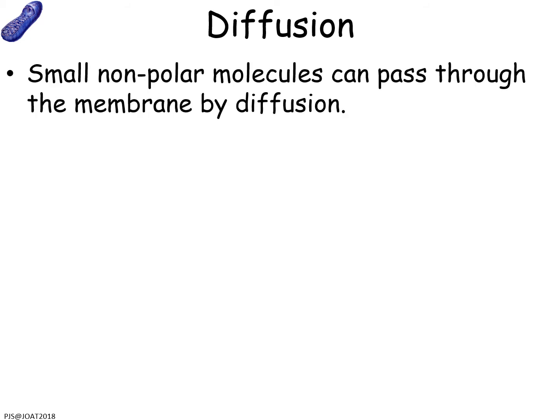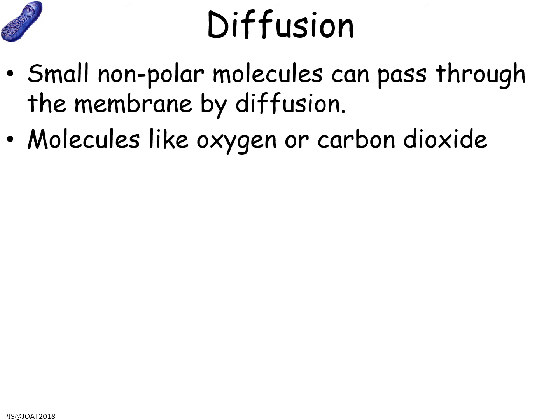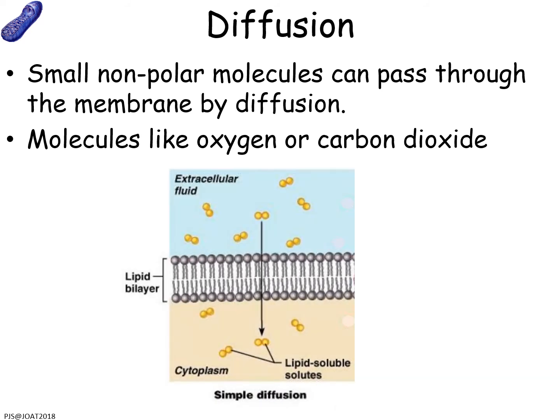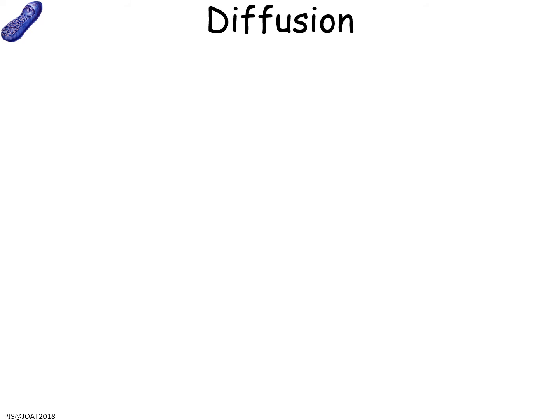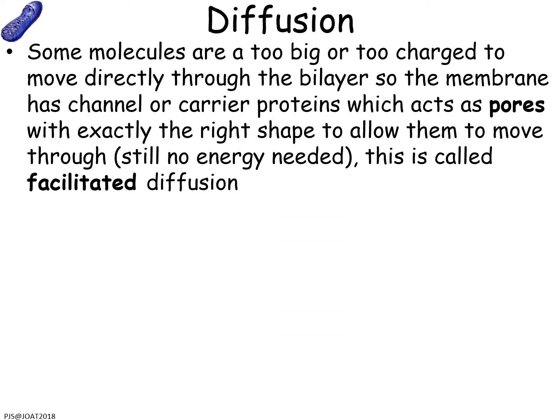A reminder, diffusion is the movement from a high concentration to an area of low concentration, and you can do that as long as they are small, just straight through the membrane. So oxygen, carbon dioxide, they can just get straight through. However, some of them are a bit big.